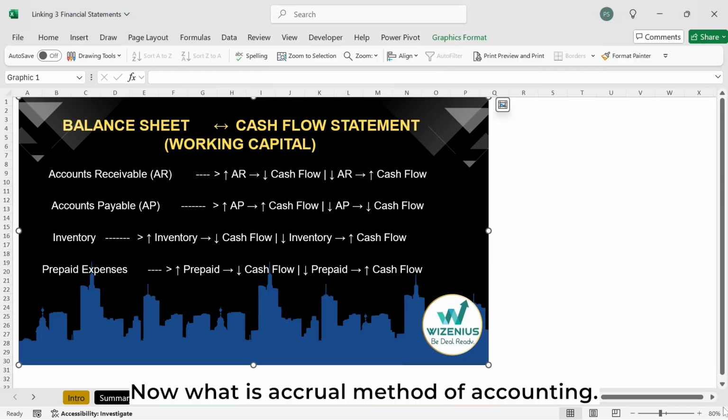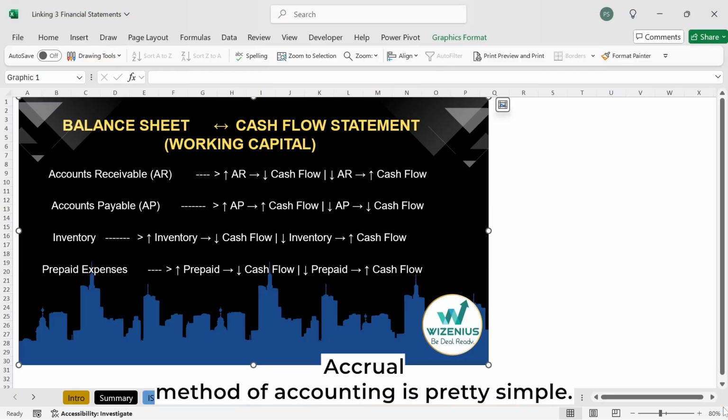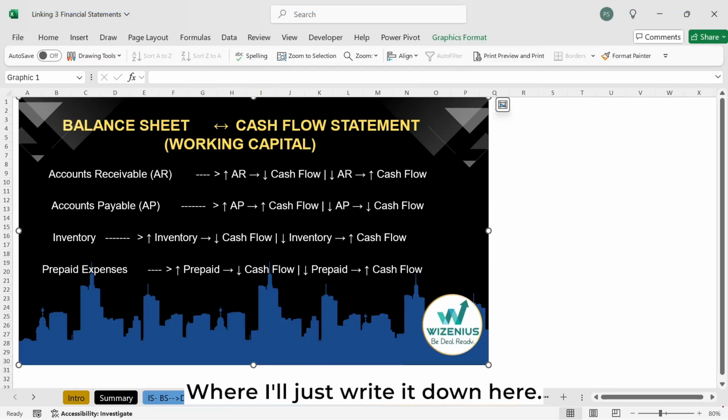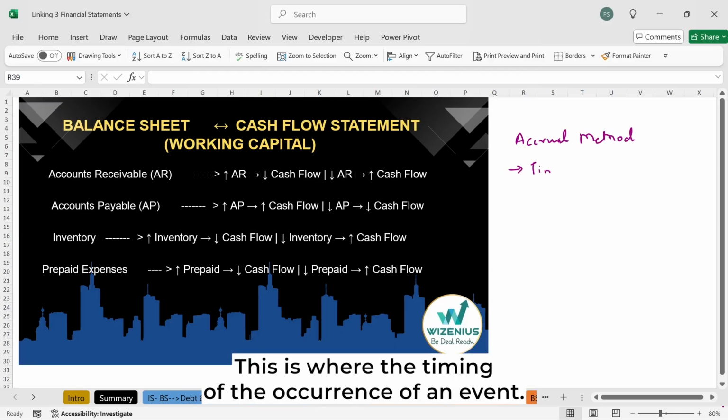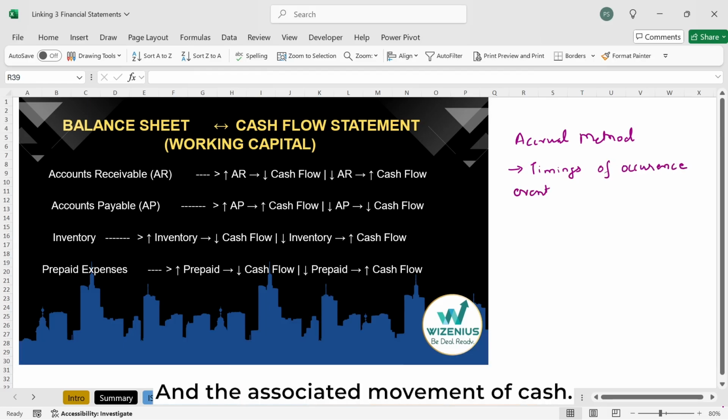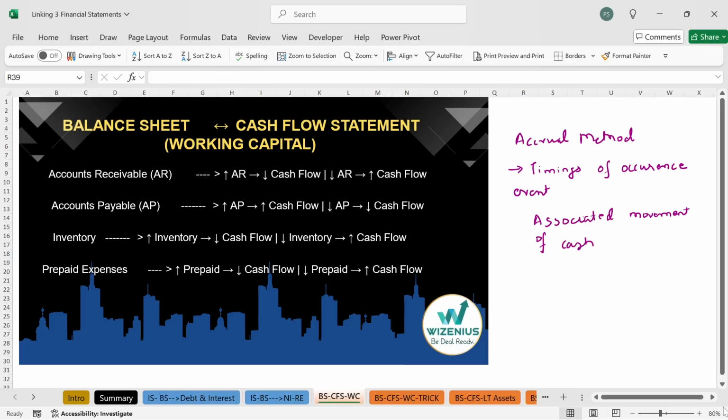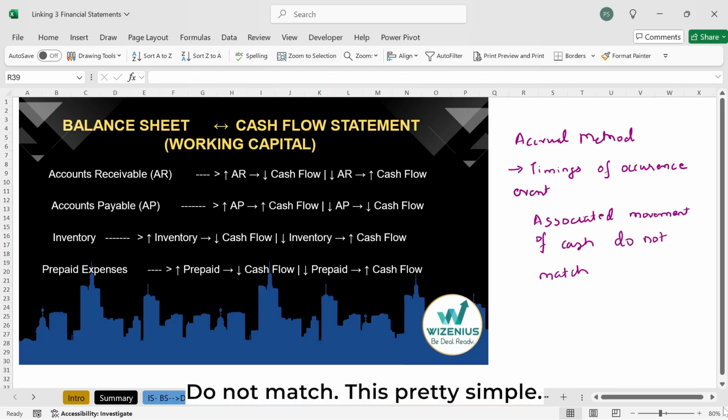Now what is the accrual method of accounting? It is pretty simple, and I'll just write it down here. Accrual method: this is where the timing of the occurrence of an event and the associated movement of cash do not match. It is pretty simple.